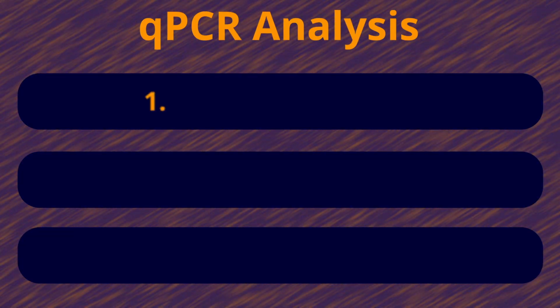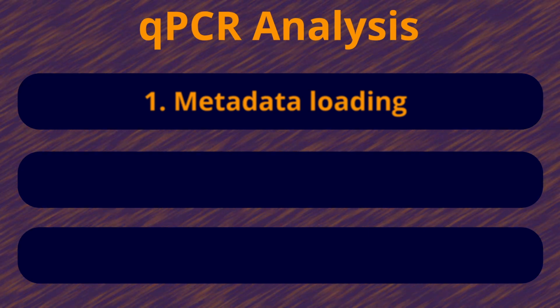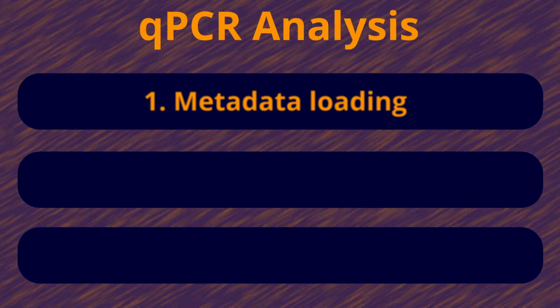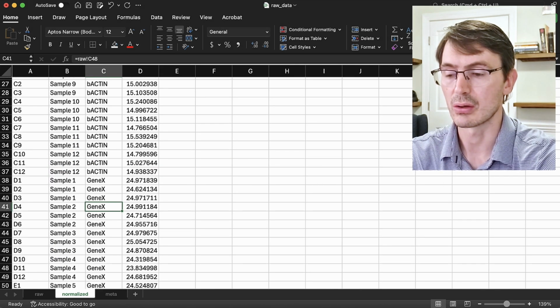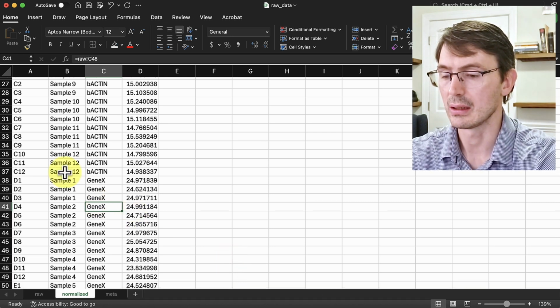The first part of the process is loading the metadata. So for this, the first thing that we want to do is shift the data from Excel to R as soon as possible. For this, I use an Excel template. In the first sheet, I put the raw data as it comes out from the qPCR machine. In the second sheet, I extract all the raw data that I need for the analysis, which will depend on the format your qPCR machine exports the data.